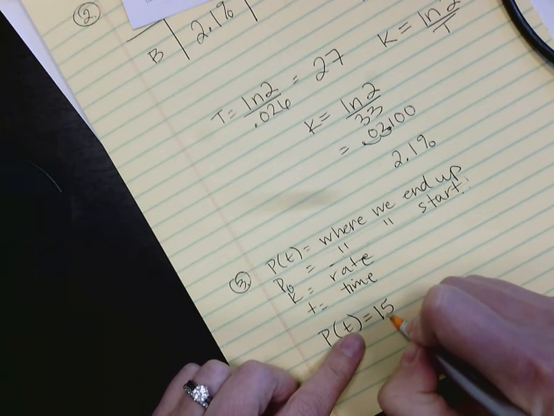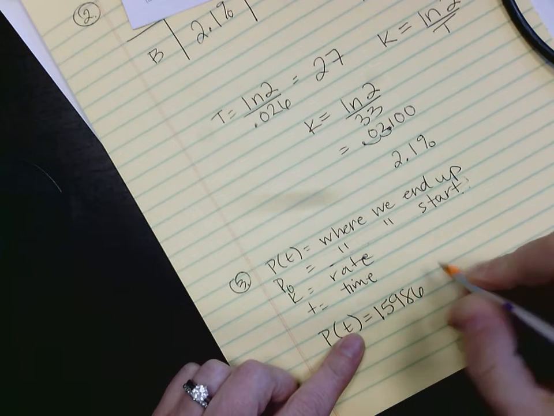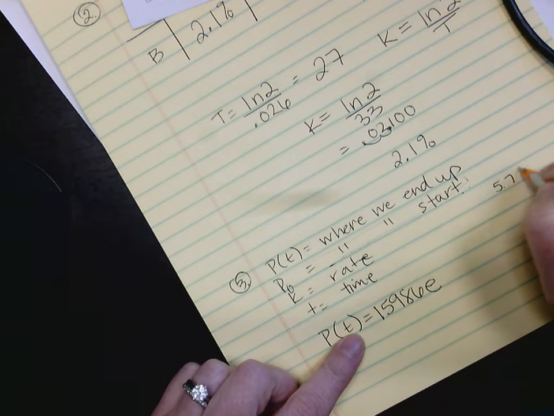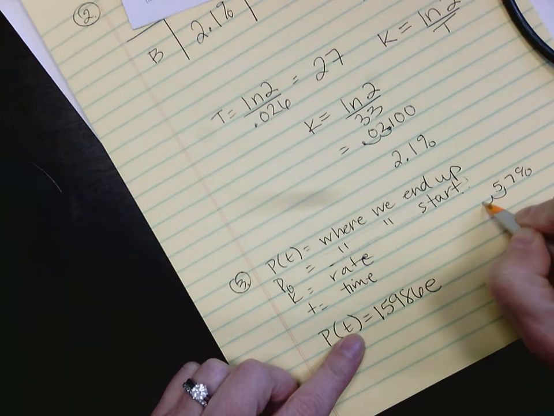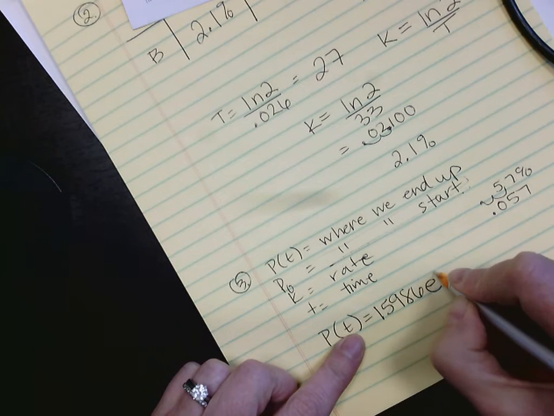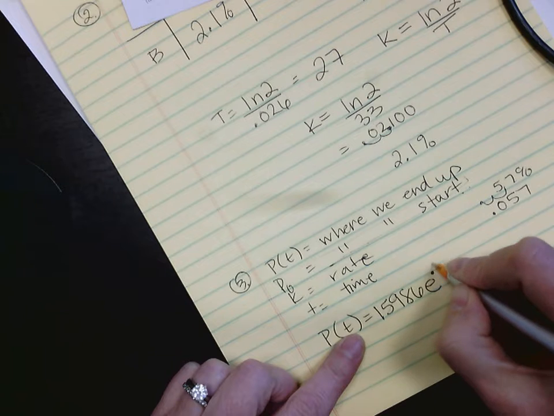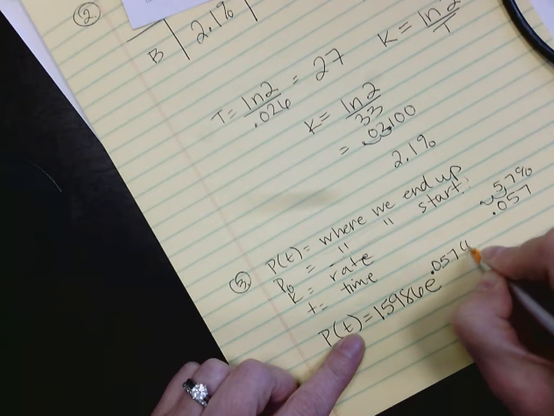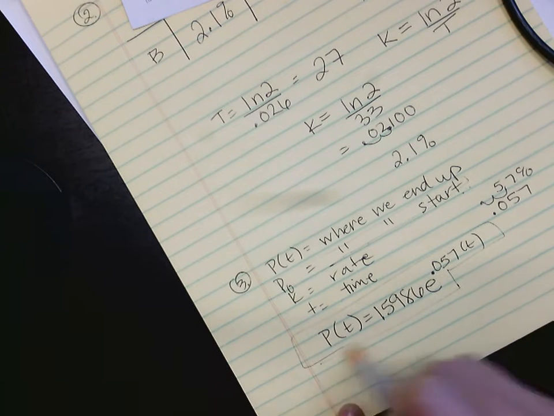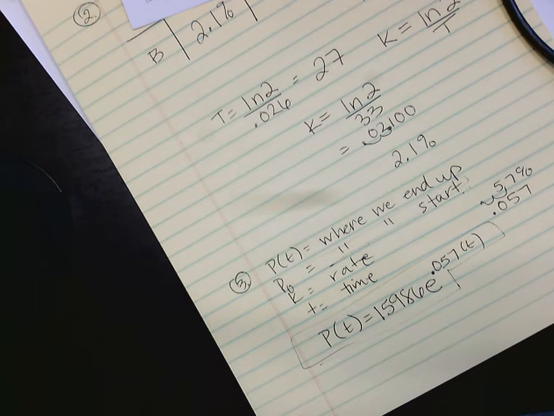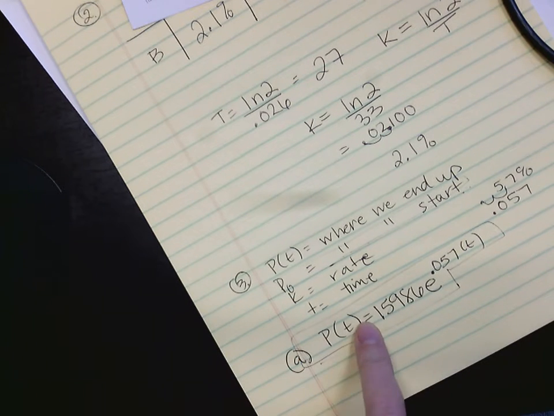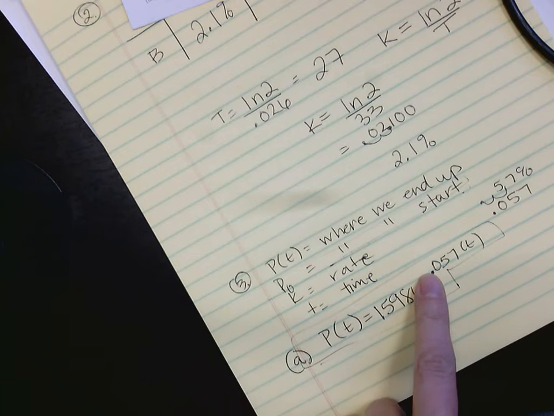So 15,986. It does tell me the rate is 5.7%. So once again, move it 2 places to the left to get 0.057. So that'll go in place of the K. And I do not know T. So that's what we're solving for. So here is the growth function for this problem. So that goes in the A part of your answer. P of T equals, here's what you will enter.